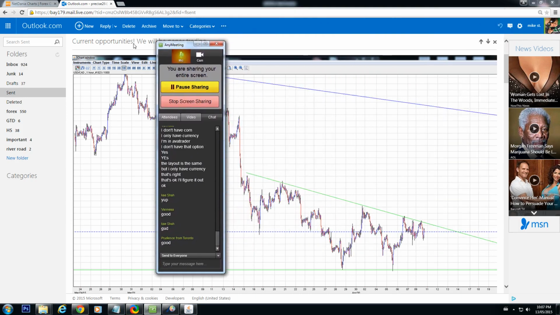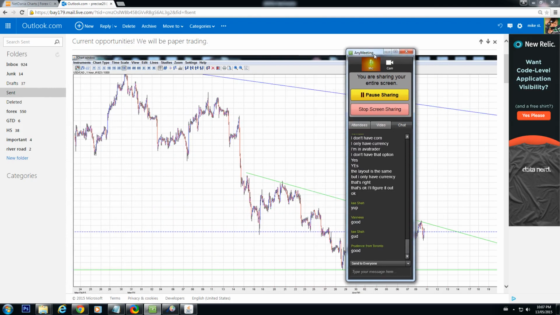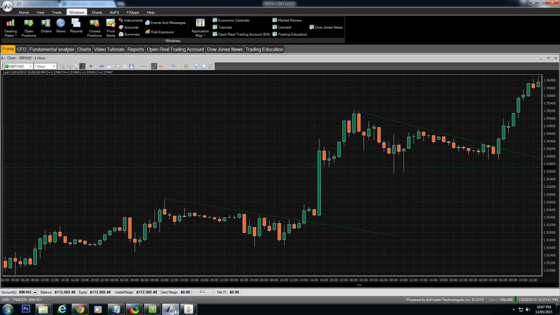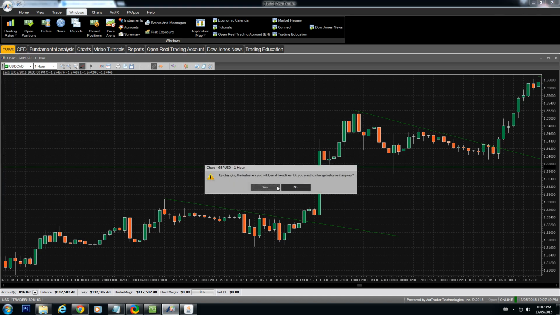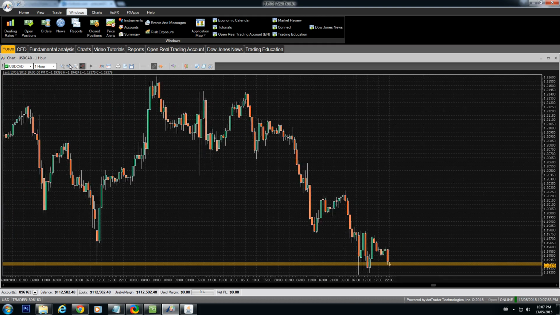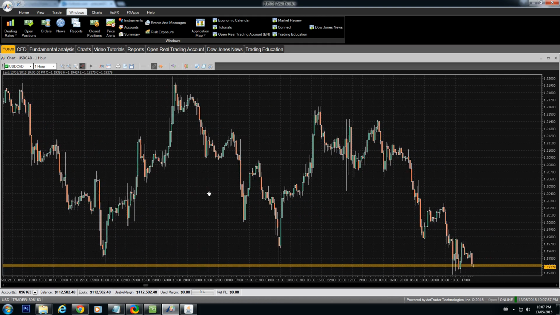Okay? So let's look at what's going on with that now, because that was a couple days ago when I sent that. So that's the USD Canadian dollar in the 1 hour time frame. So we're going to go to USD Canadian, 1 hour. Zoom right out.